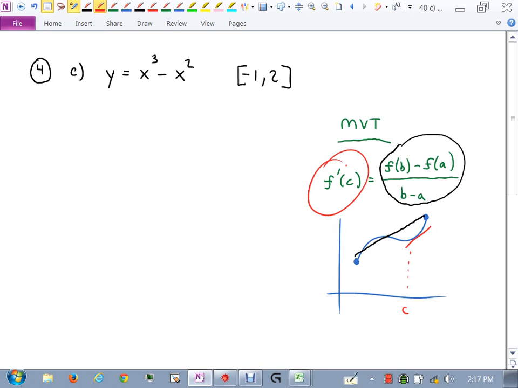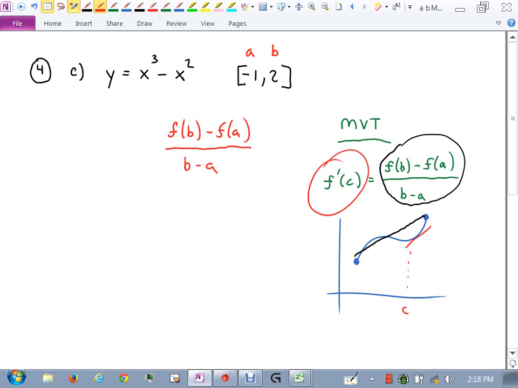So you don't want to look at it graphically. You just want to do this algebraically. You want to first figure out what f of B minus f of A over B minus A is. So we'll figure out that right side. What's f of B minus f of A over B minus A? For us, B is 2, A is negative 1.